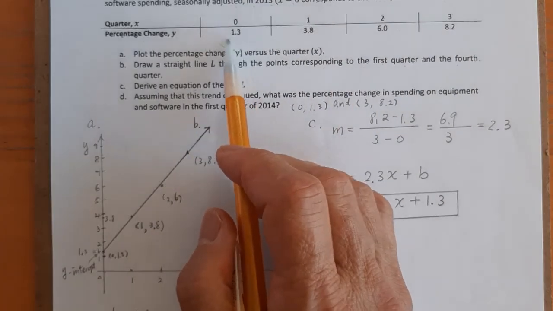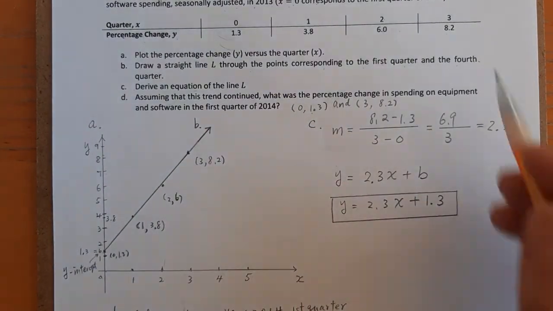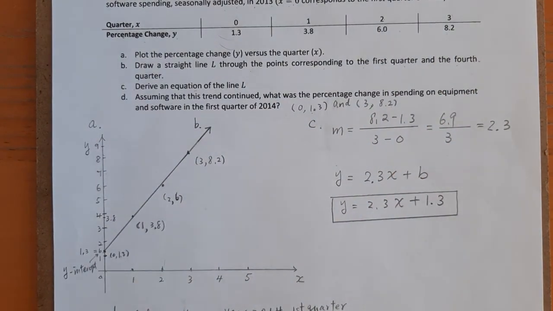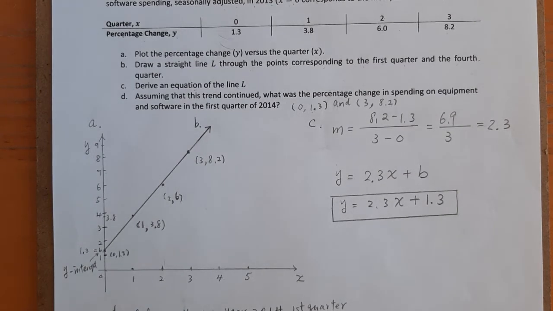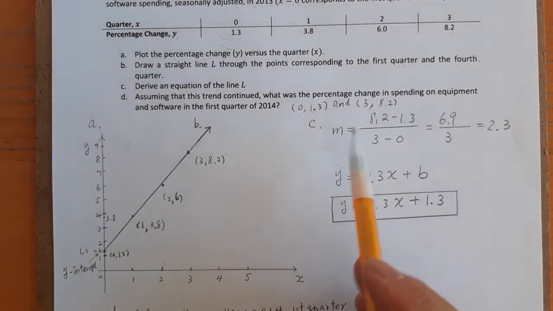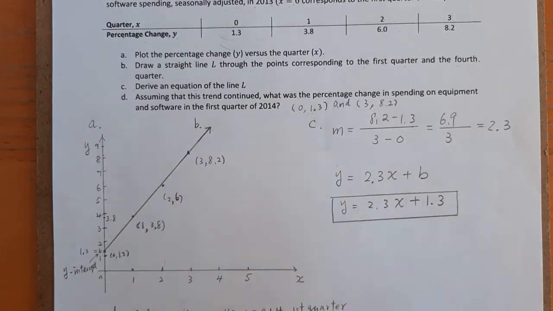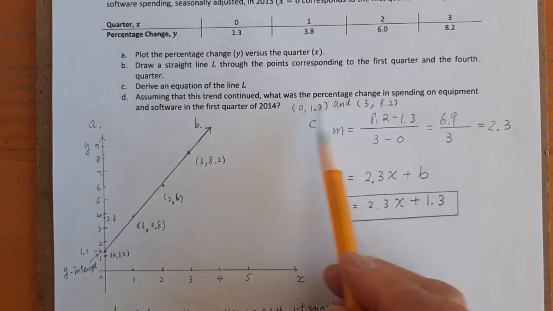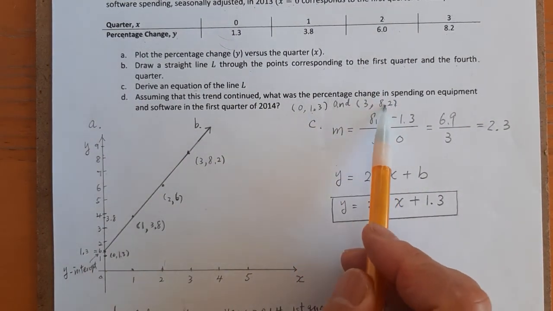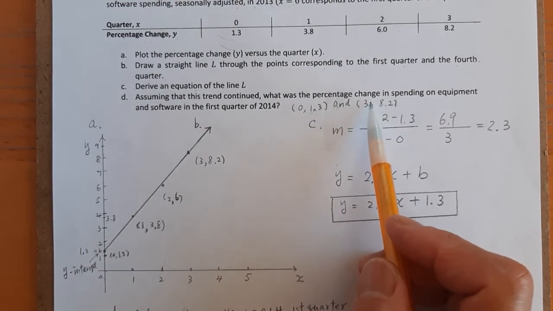We use the first quarter point (0, 1.3) with the fourth quarter point (3, 8.2) and plug into the slope formula. The slope formula is y change over x change: 8.2 minus 1.3 over 3 minus 0.